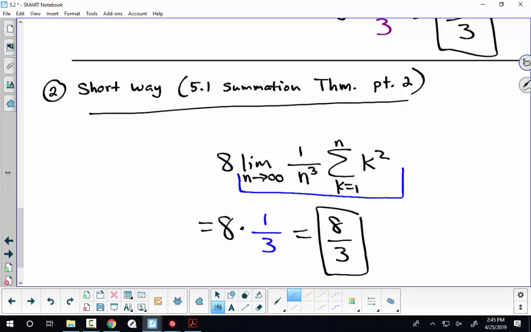So if you just want to remember those instead, I'm fine with that. I'm not going to require you to remember the summation formulas from part 1 from 5.1. I think this is easier in practice to remember than those summation formulas.